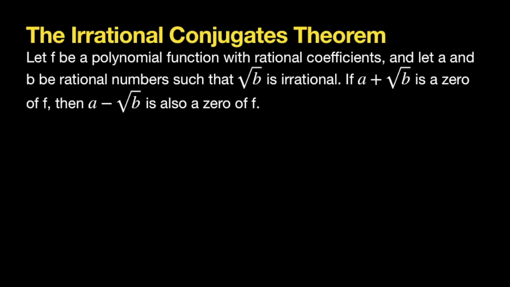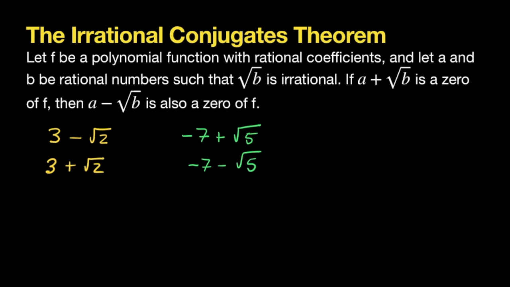So if you were to have 3 minus the square root of 2, we know that 3 is rational, the square root of 2 is irrational, so what we're going to do is just change the sign, and that will be the second solution. If we were to have negative 7 plus the square root of 5, then our answer would be negative 7 minus the square root of 5. The only thing that we're doing is changing the sign of the irrational portion.